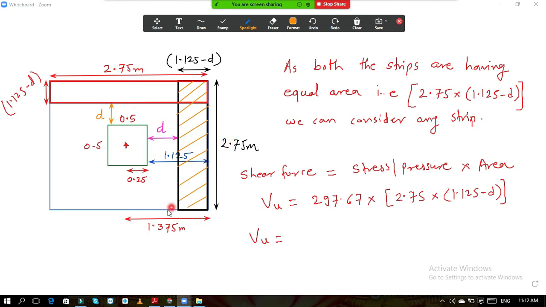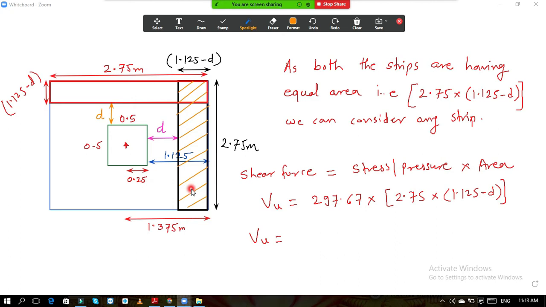So this part will become a separate part and this strip will become a separate part. So it may fail along this critical section or it may fail along this critical section. So along which critical section is it likely to fail? The strip which has a greater area, on that section this footing will fail. But you can write down this statement. This is the important note: while calculating the depth from one-way shear, consider only one strip which has greater area.